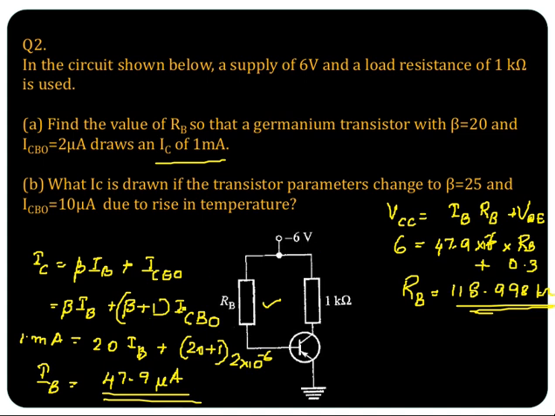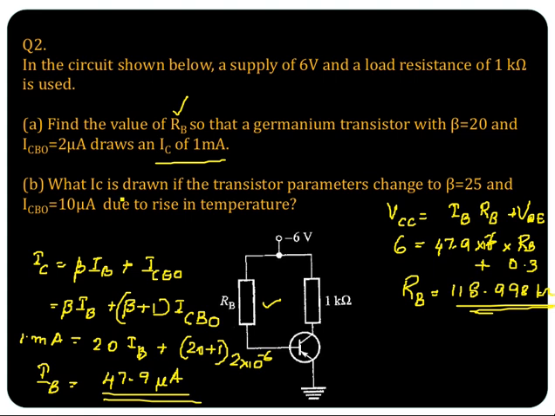You can avoid these approximations and check the values if you are interested. There won't be a significant change, but since it is mentioned in the question, we can get an accurate value. Now, this is RB. Now, what is the next step? You have completed the first part of the question.